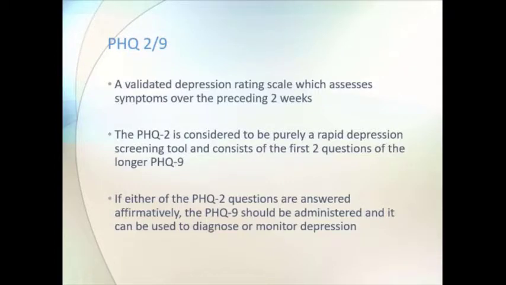So the PHQ-2 or 9 is a depression rating screening scale that assesses symptoms over the preceding 2 weeks, and it's important that you focus on that when the patient's given it. It really is just looking at the last couple of weeks. The 2 is sort of the rapid tool, and it consists of just the first 2 questions of the longer tool. If either of those first 2 questions are answered yes affirmatively, then the longer version is administered.